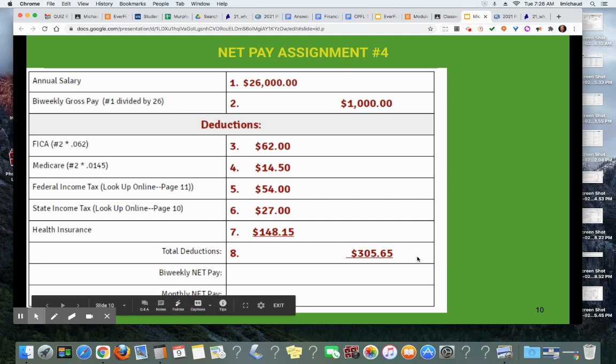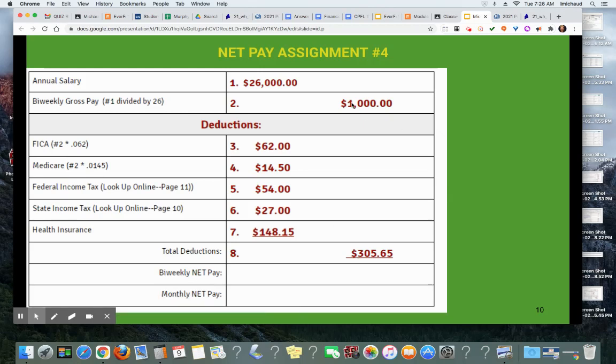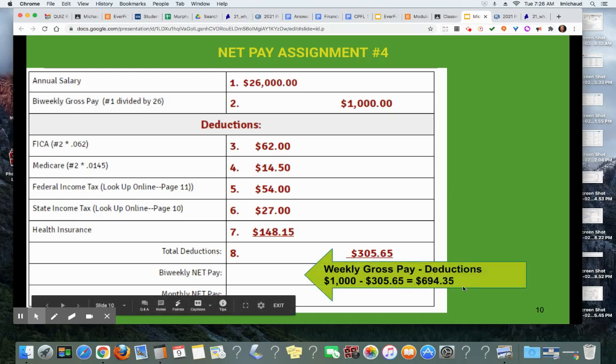Next, we need to figure out our biweekly net pay. So remember, net pay is your gross pay minus your deductions. So it's going to be this $1,000 minus $305.65. And you should get $694.35. Please put that on line number 9.